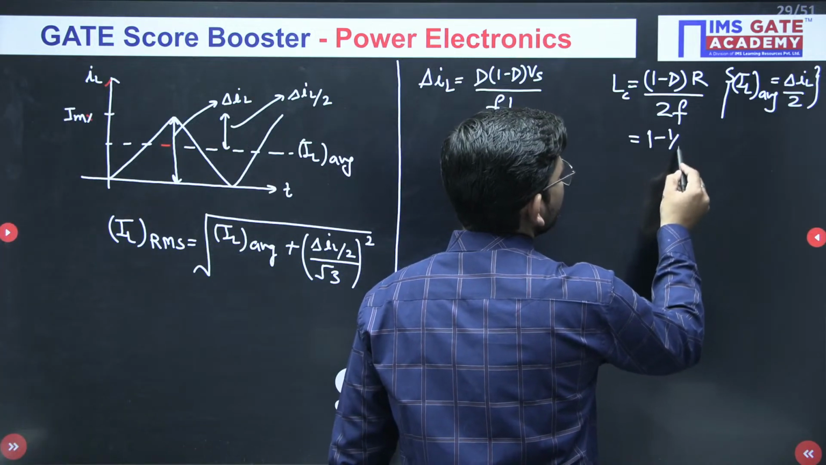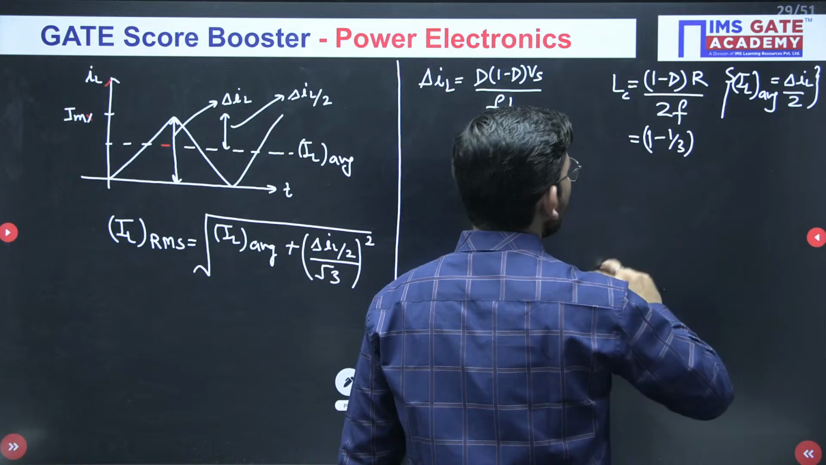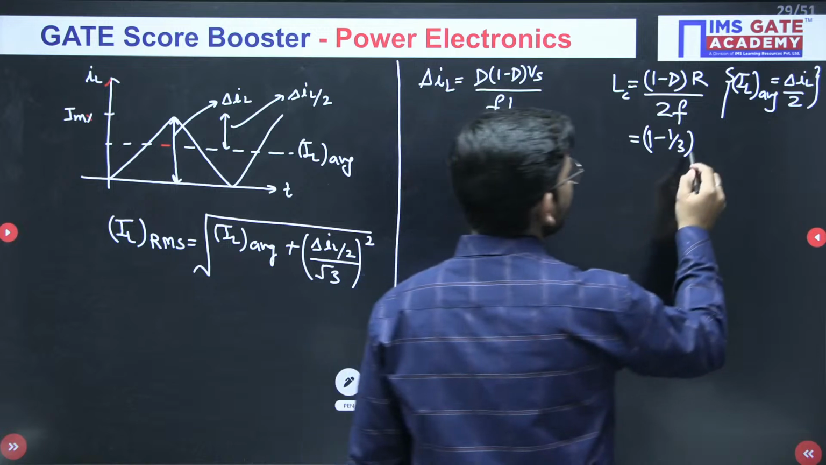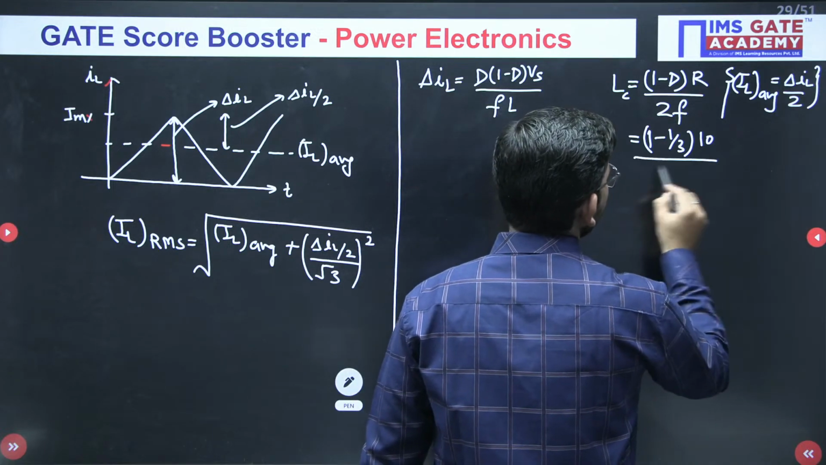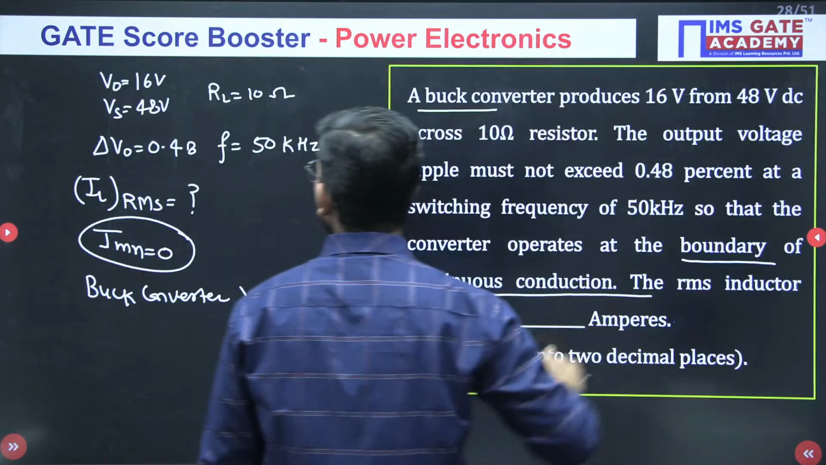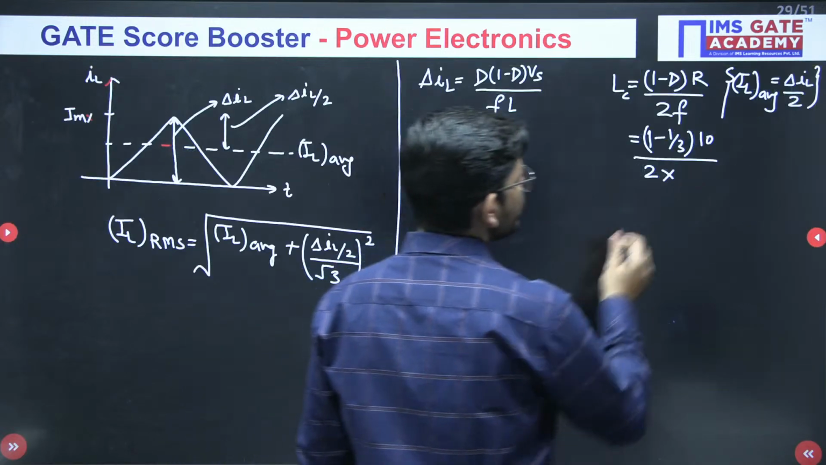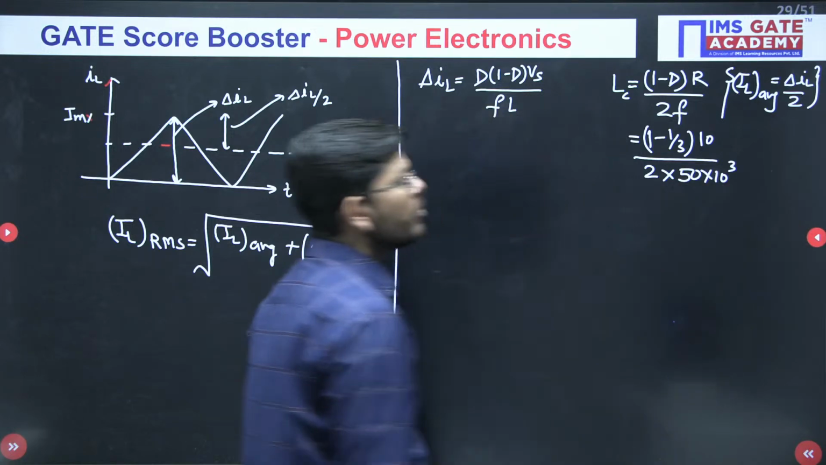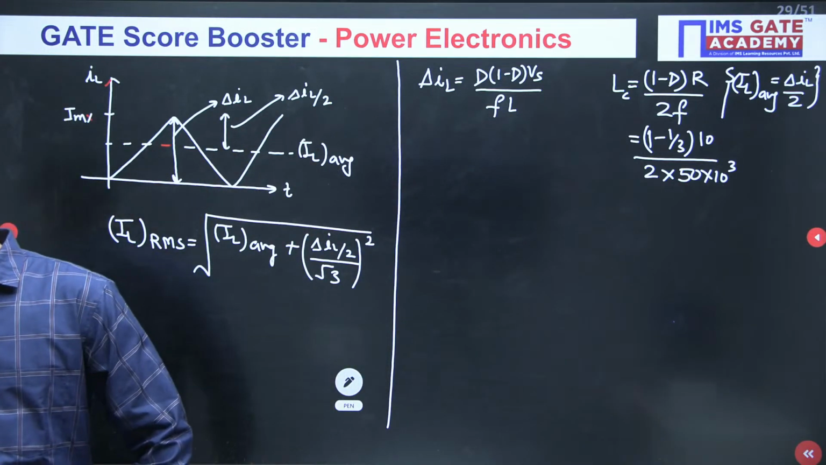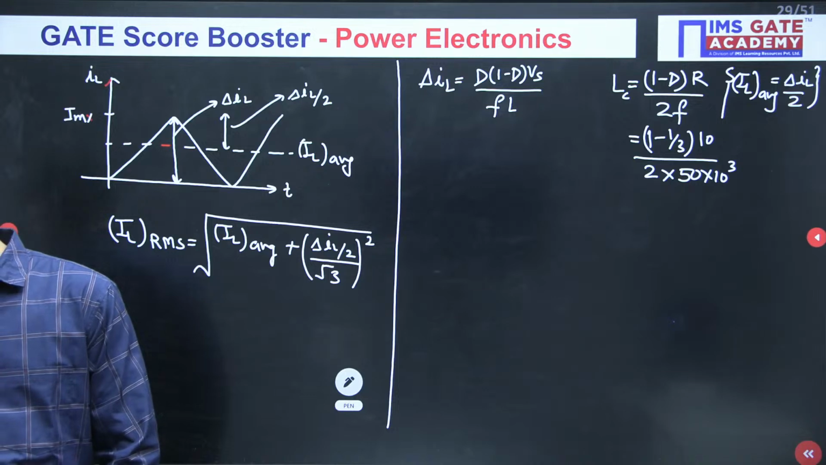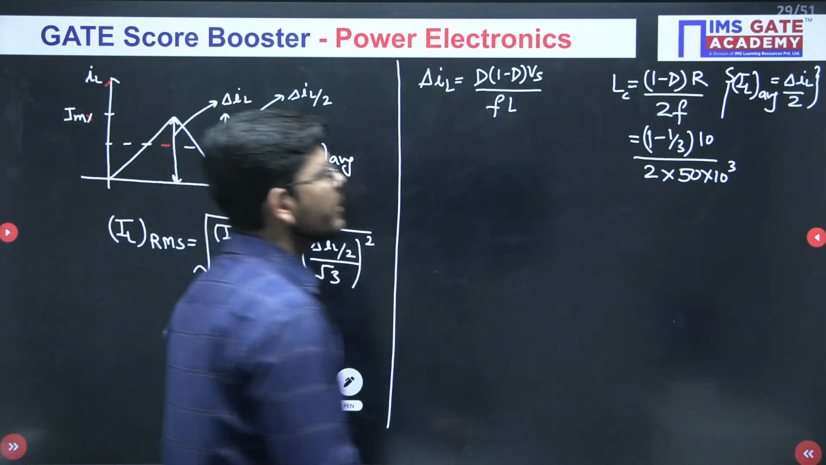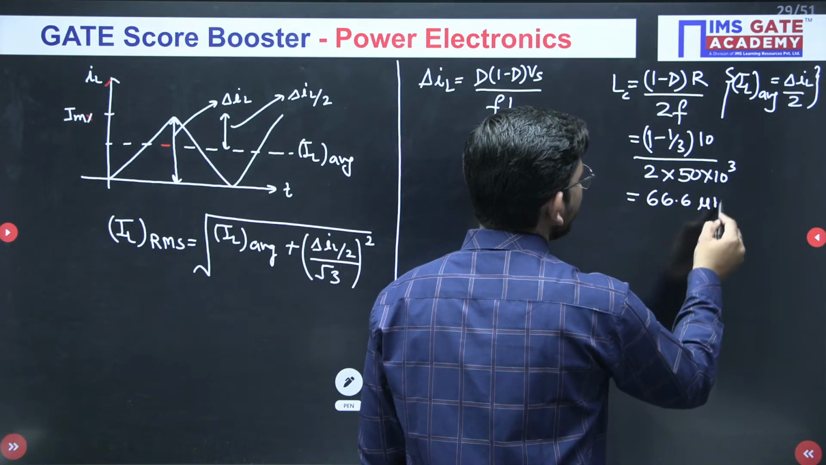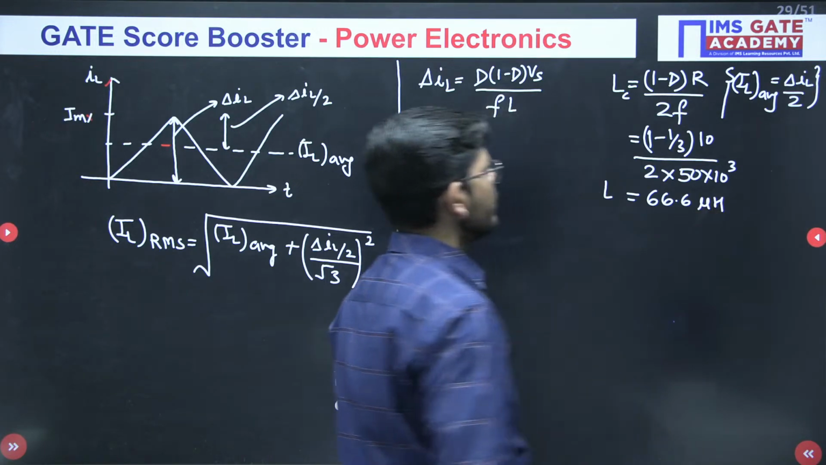So put the values here. 1 minus 1 by 3 into R. Do we have the value of R? Yes, it is given, 10, divided by 2 into, what is the frequency? 50 kilohertz. When you put the values and calculate the value of LC, you will get 66.6 microhenry as the value of L.